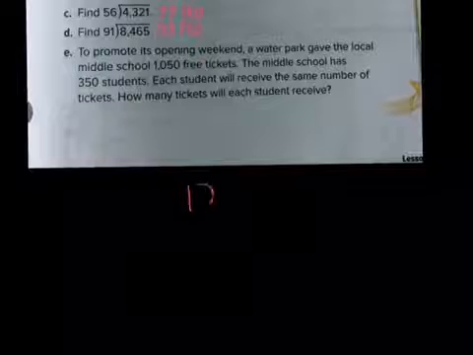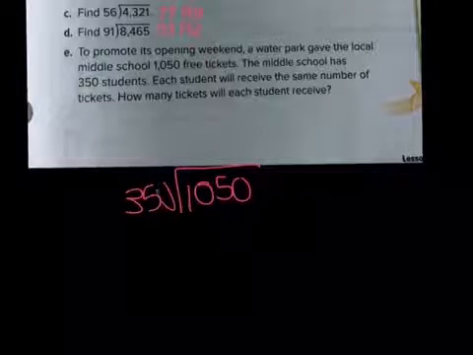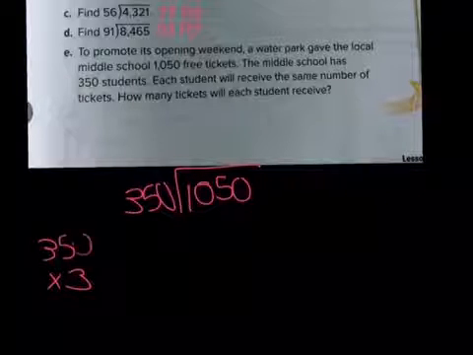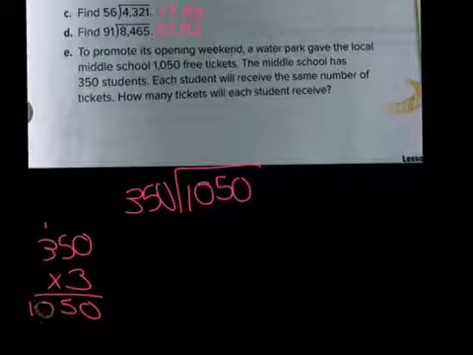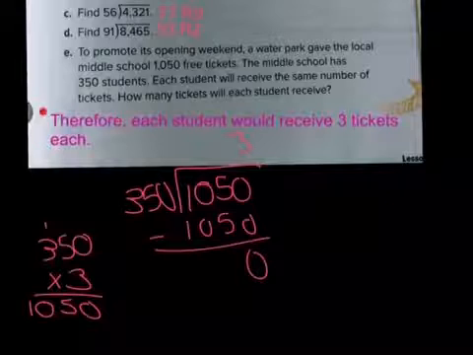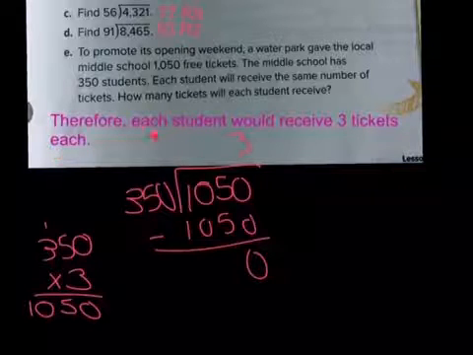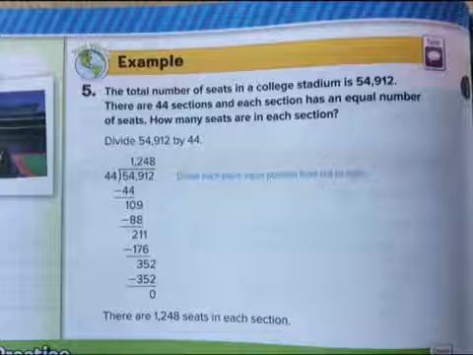Okay, I have 1,050 divided by 350. And when I multiply 350 by 3, we have 0, 15, carry the 1, and 10. Okay, so there it is, 3. Okay, please go ahead and copy this down and try to pick a color that would be easiest to see. Therefore, each student would receive 3 tickets each. Show your work, boys and girls. Add this to your page somewhere. Show your work. Okay, please take a look.